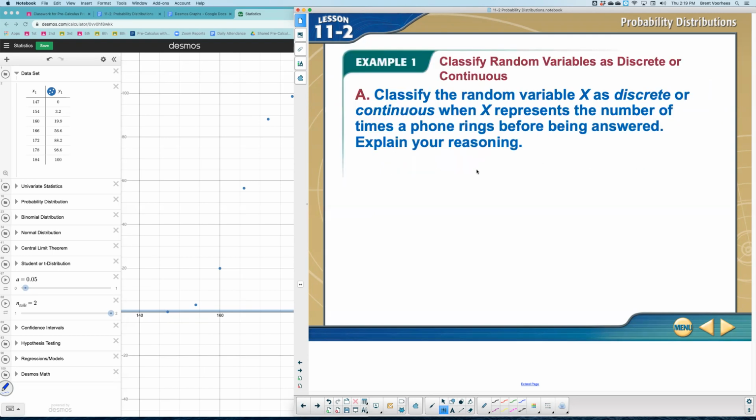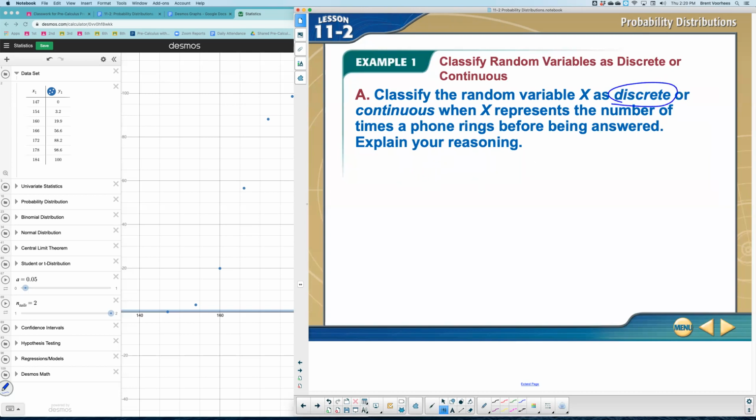So to begin this lesson off, let's just look at some examples, see if we can determine. This first one says, let's see if it's continuous or discrete when X represents the number of times your phone rings before being answered. So the phone rings, and it rings, and it rings, and you answer it. Well, you answered on the third ring, or maybe you answer on the second ring. Well, that would be discrete, because no matter what, we would be answering the phone on a ring.